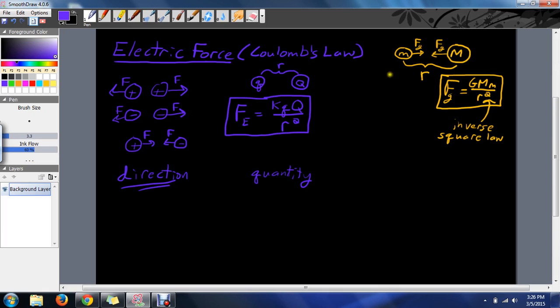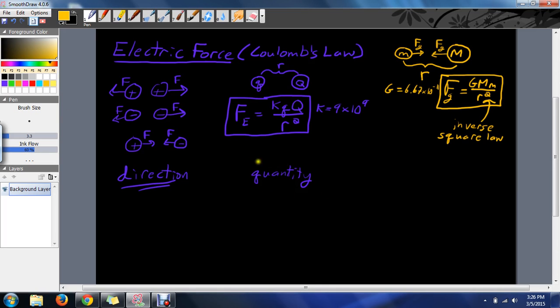And of course we have a different constant of proportionality. So this is called the electric constant and has a value of 9 times 10 to the 9. The gravitational constant, just for reference, you don't need to know these numbers, but it's good to know them, 6.67 times 10 to the negative 11. So that tells you how much stronger electricity is than gravity. So notice how they both have the inverse square law.